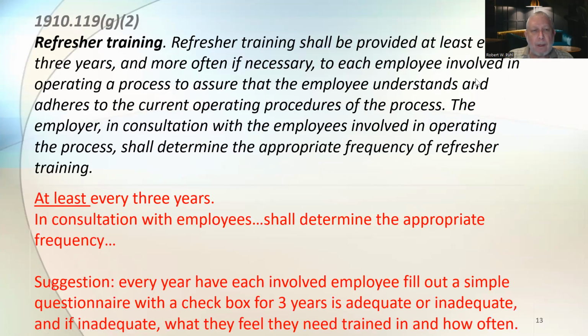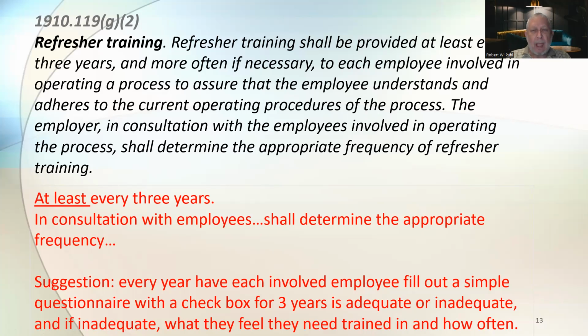Refresher training shall be provided at least every 3 years, and more often if necessary, to each employee involved in operating a process to ensure that the employee understands and adheres to the current operating procedures of the process. The employer, in consultation with the employees involved in operating the process, shall determine the appropriate frequency of refresher training. So it's at least every 3 years, in consultation with employees. Shall determine the appropriate frequency.